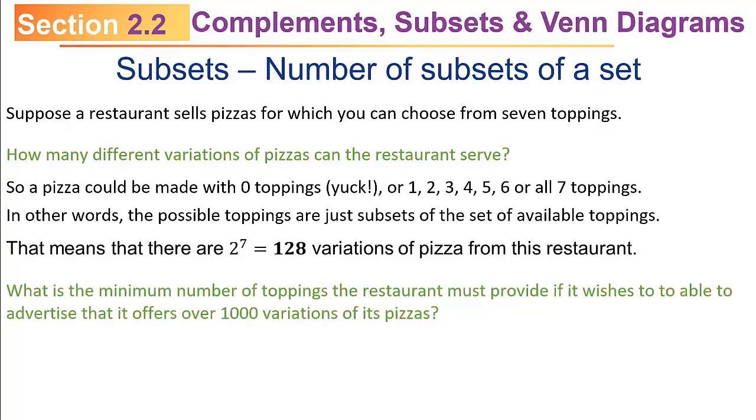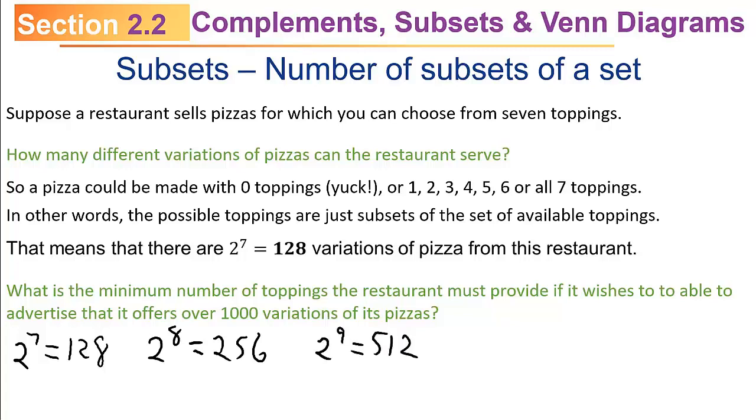How about this? What is the minimum number of toppings the restaurant must provide if it wishes to be able to advertise that it offers over 1,000 variations of its pizzas? Well, first of all, we know that 7 toppings is not enough because 7 toppings only produce 128 different variations of pizza. So that's not big enough. So my suggestion is you just start off knowing that 7 is not enough and keep going up until you pass 1,000. So if you do 2 to the 8th, you'll find out that's 256. That's not enough. If you do 2 to the 9th, you'll find out that's 512. That's not enough. But when you get to 2 to the 10th, you finally passed 1,000 variations of pizza. Restaurant would have to have at least 10 toppings before it can legitimately advertise that it can provide over 1,000 variations of its pizzas.